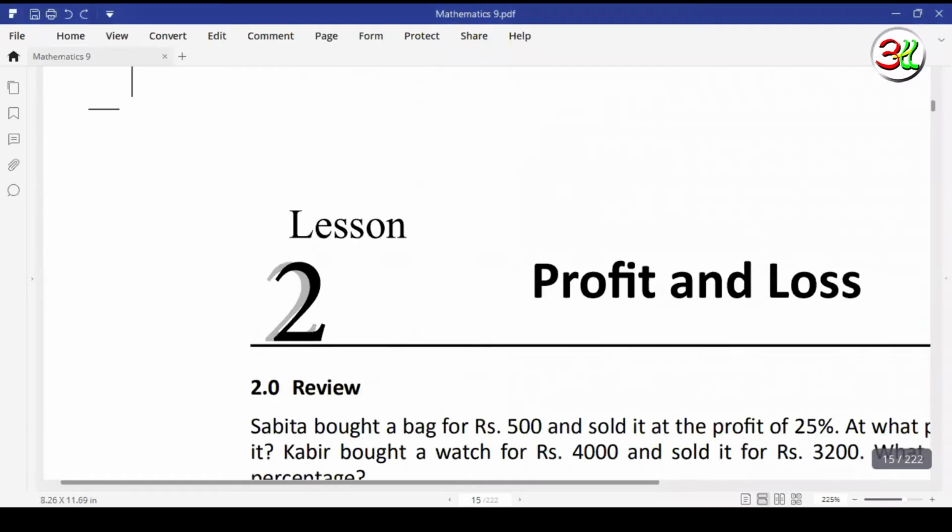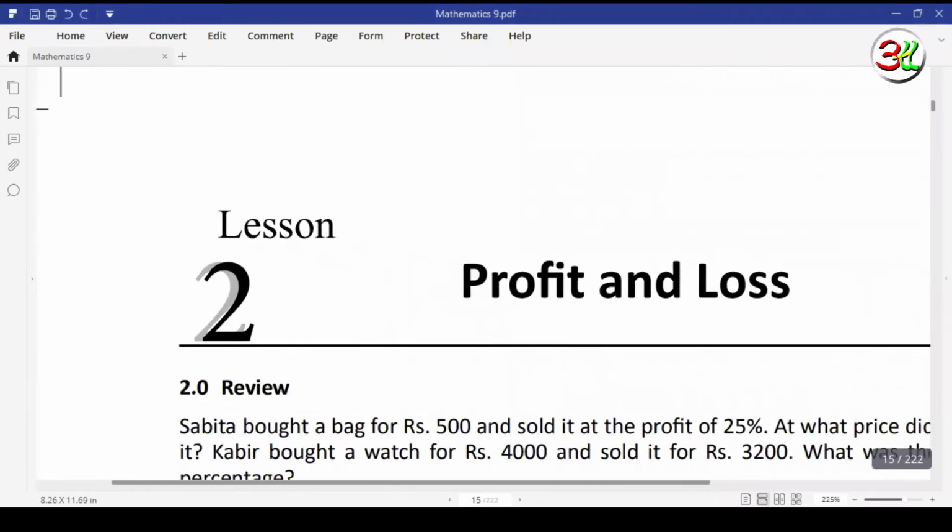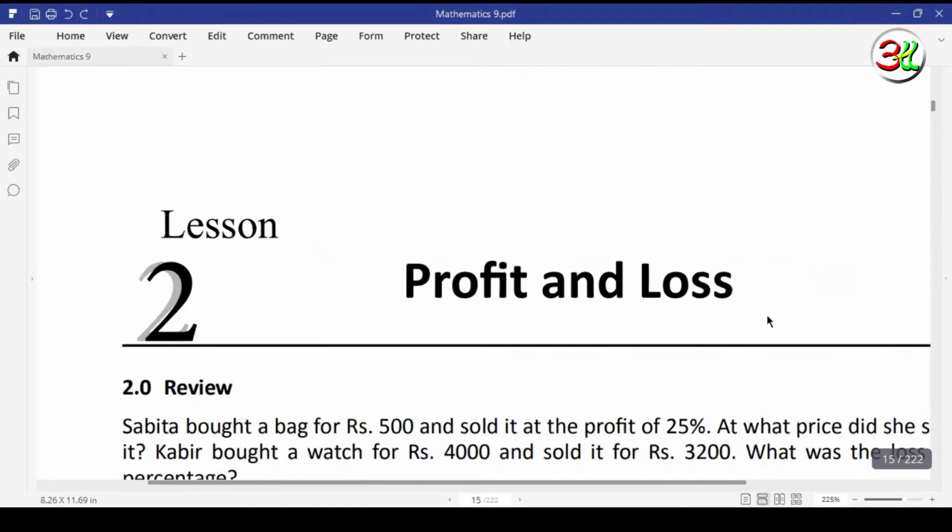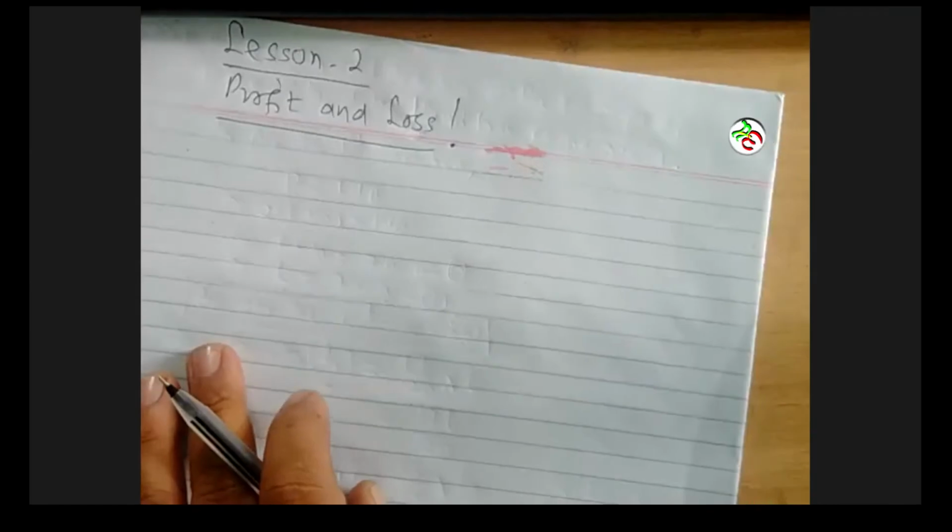Okay, profit and loss. Now we are starting profit and loss, lesson 2. Have you done this exercise in class 8? Yes, sir. Okay, then go to the copy. See here, profit and loss.